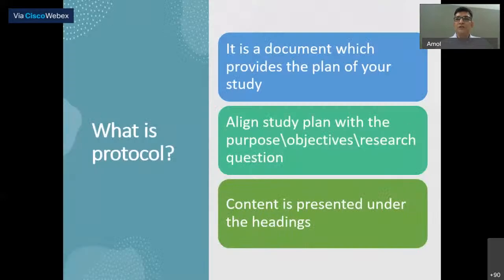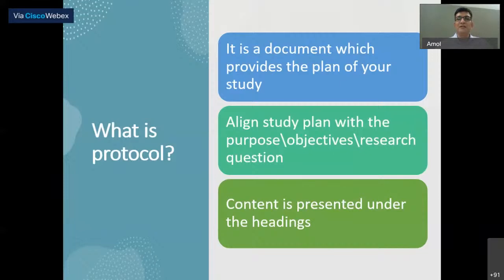So what is a protocol? It is a document which provides the plan of your study. What is your intention, and what is your plan to achieve that intention? That has to clearly come through.